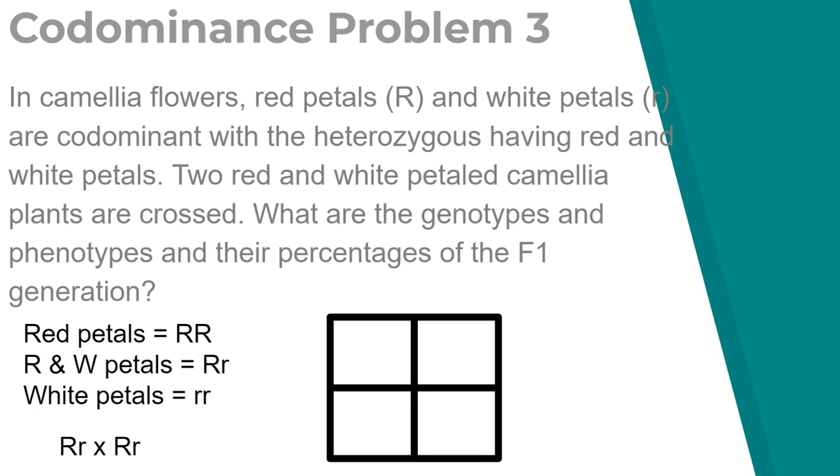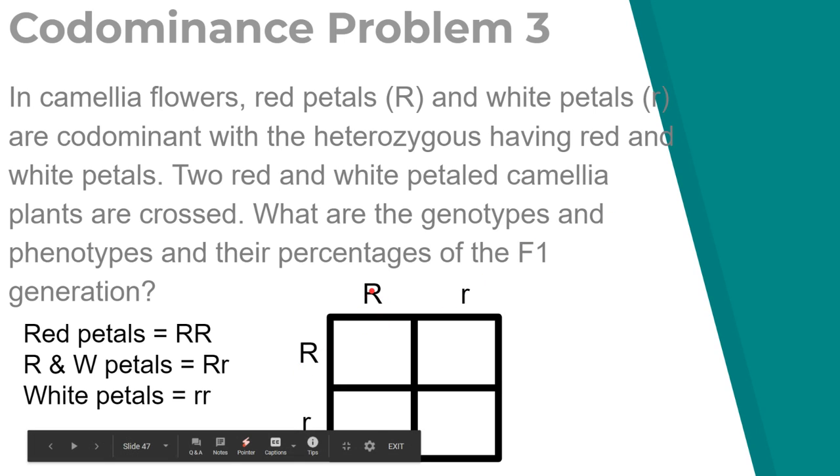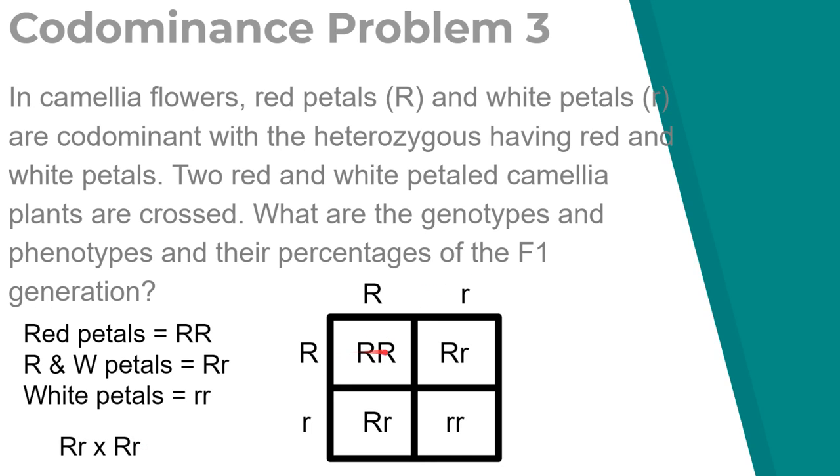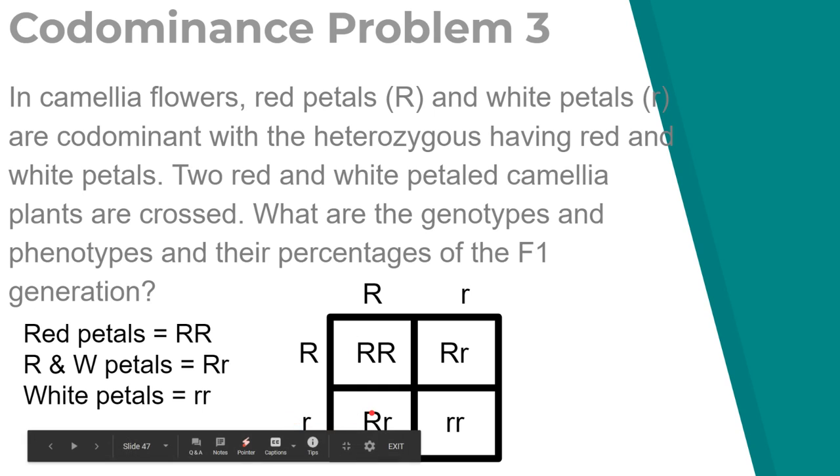Step 3 then is going to be to plug it into the Punnett square. So I put my parents on the top and on the side. And then we're going to go through and play Battleship. We bring this big R down, this big R over. We bring this big R over, this little r down, big R down, little r over, little r down, little r over. And this is what you should get as your possible offspring.